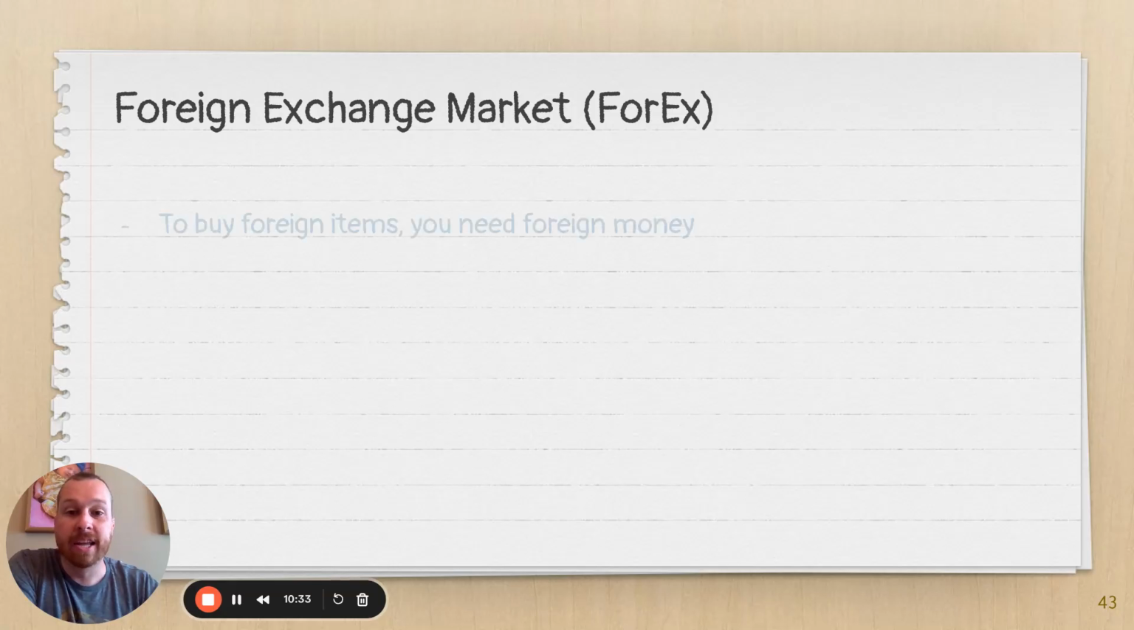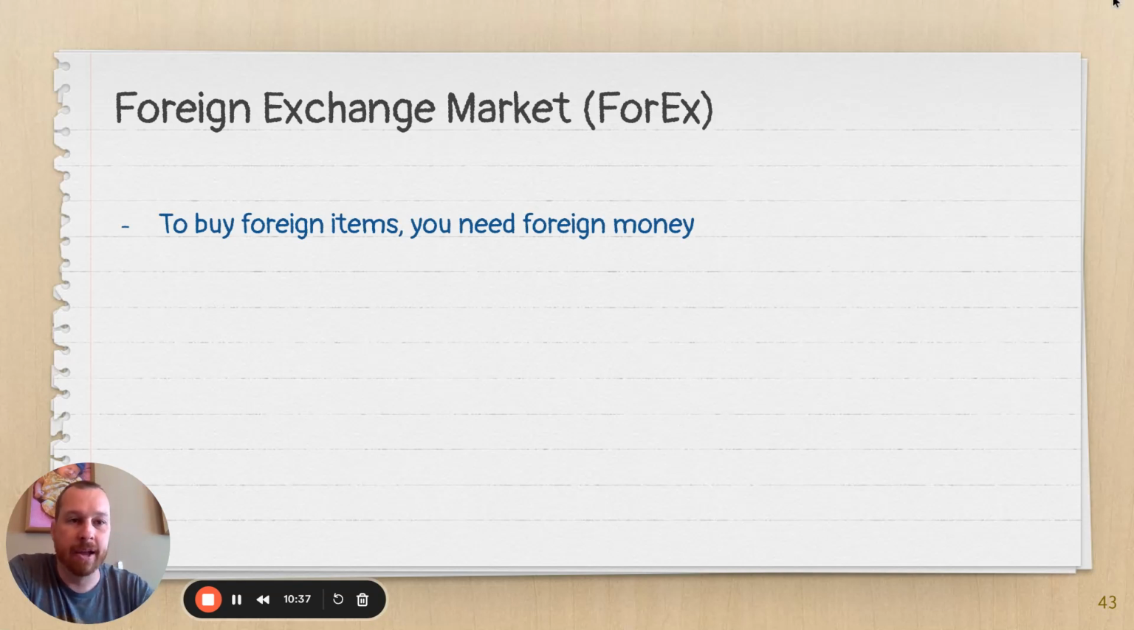The next part is that new graph, right? And this is, again, not that bad, okay? So you see this, it's called foreign exchange market. Sometimes you just see Forex abbreviated. So the whole concept behind this is if you want to buy foreign items, you need foreign money. So if I want to buy some stuff in Germany, I think Germany uses the euro, you need to have euros. So let's just imagine a simplified economy.